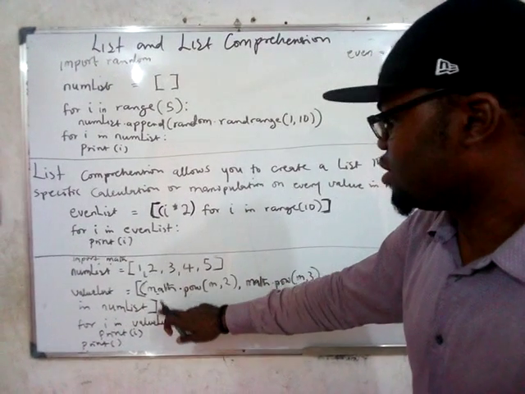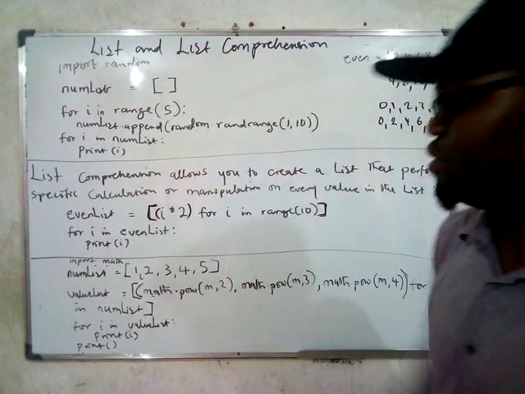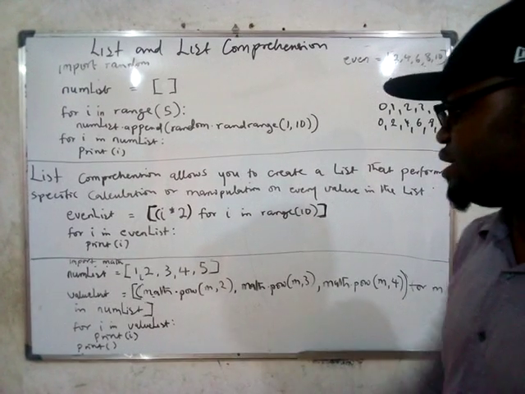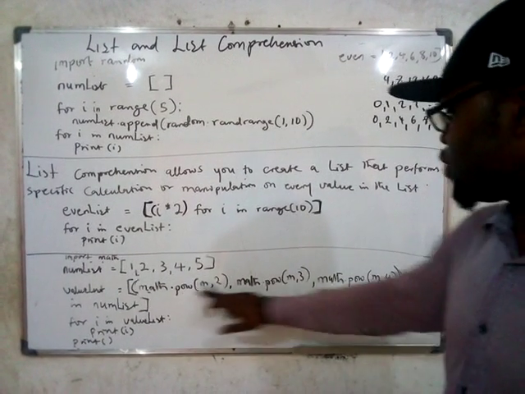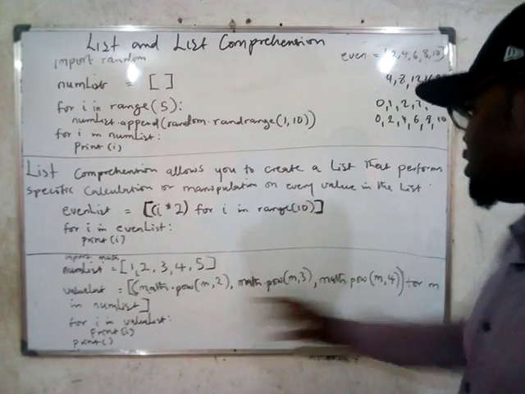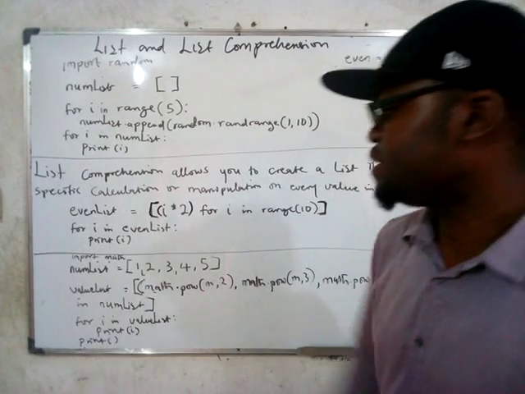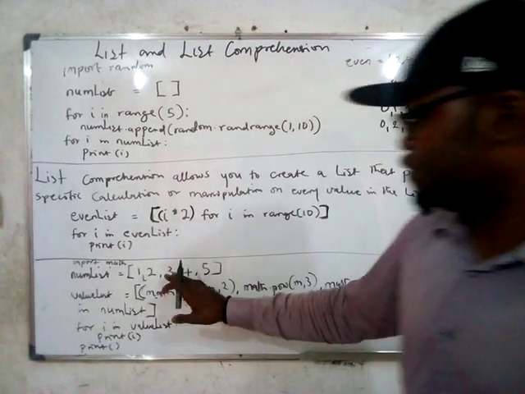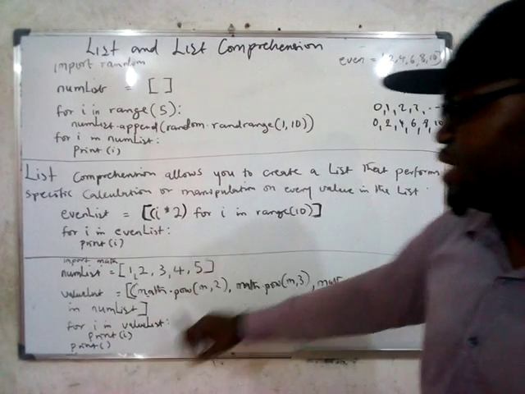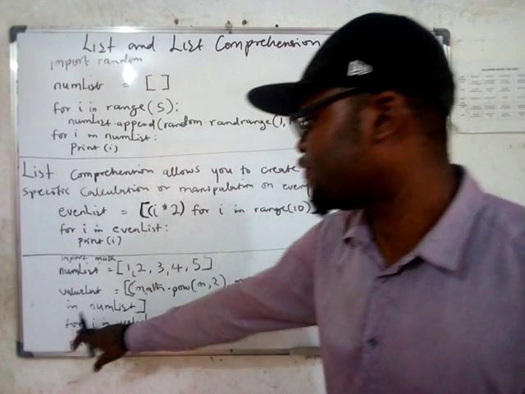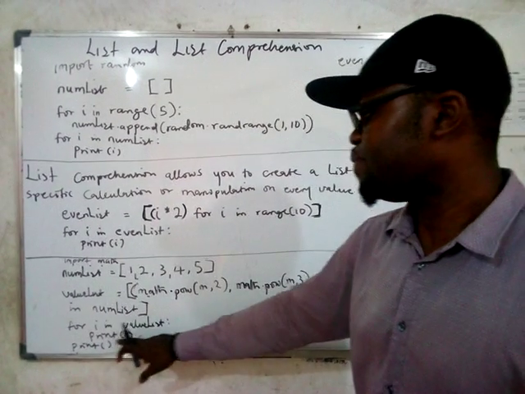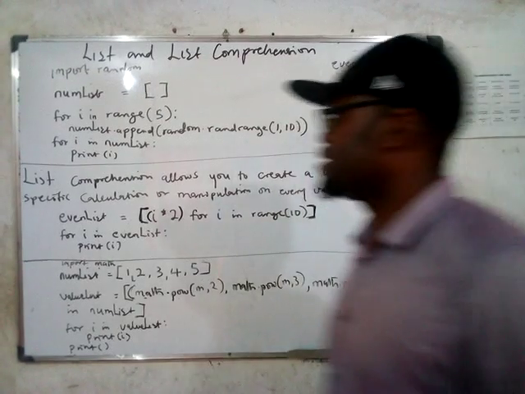Put everything in the square brackets for list to show that this is a list that you're creating. State what you want to do for all of them, put it in a bracket, then make the statement for m in num list. So once you do that, it will do this for every element here. Now if you want to print it out, you just say for I in value list, print I. So that is how you do this.